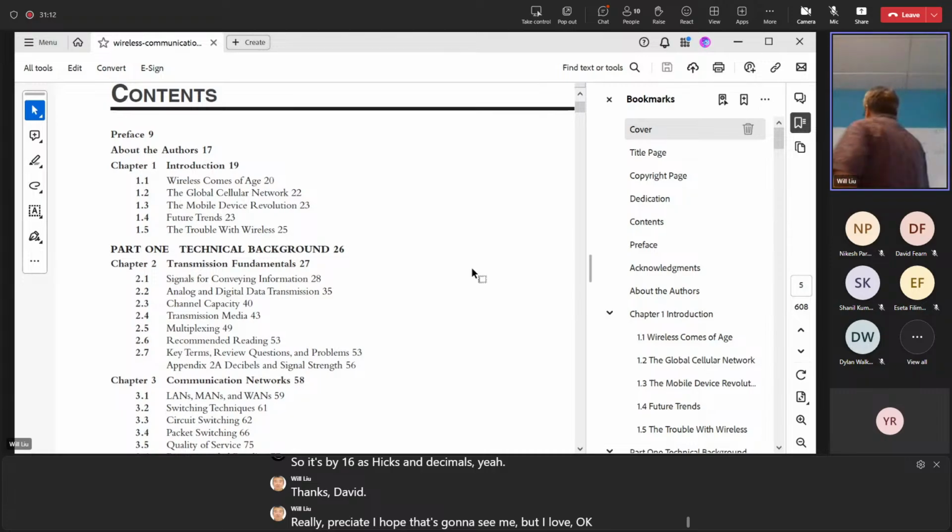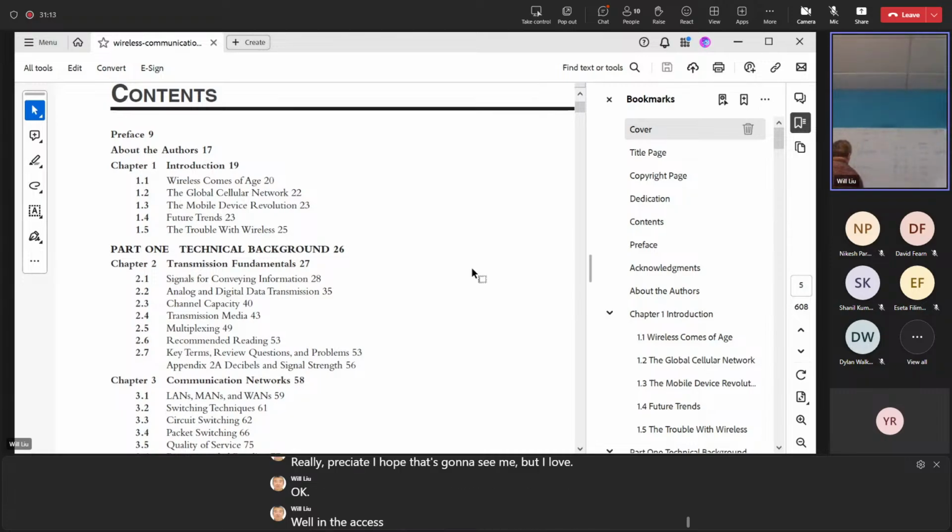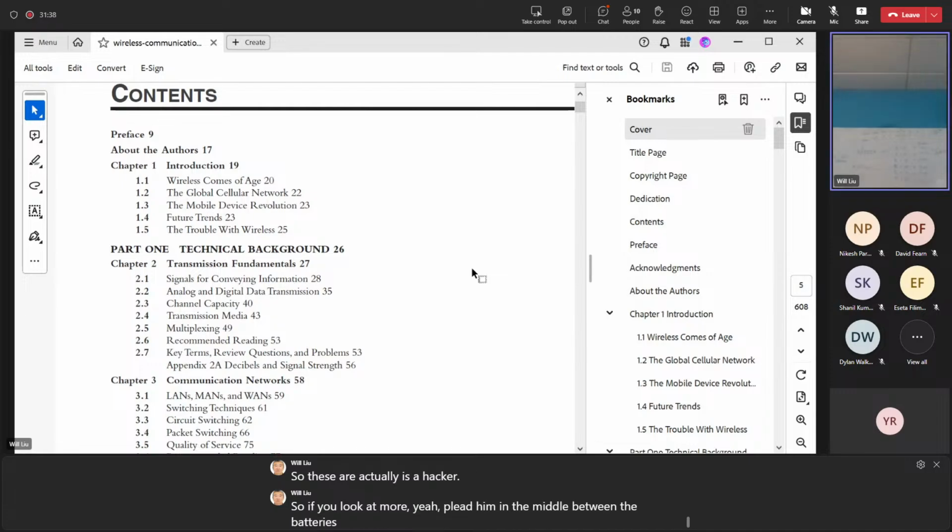Now in hexadecimal, you have 0, 1, 2, 3, and you go to 9. And after that, what will be next? Yeah, very good. It's A, B, C, D, E, and F, right? So this is the hexadecimal system. If you look at hexadecimal, it sits in the middle between binary and decimal.